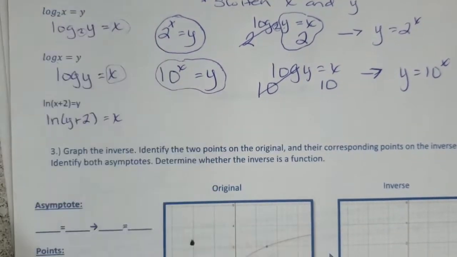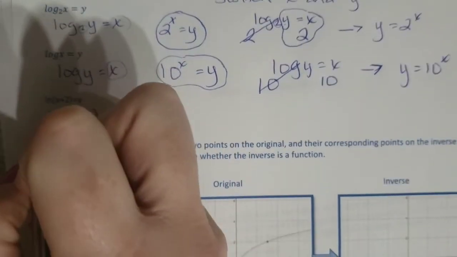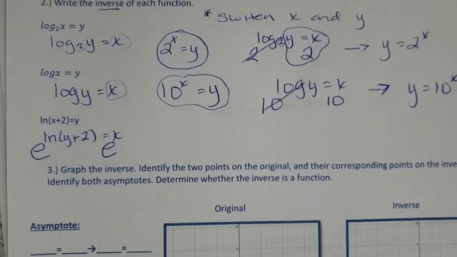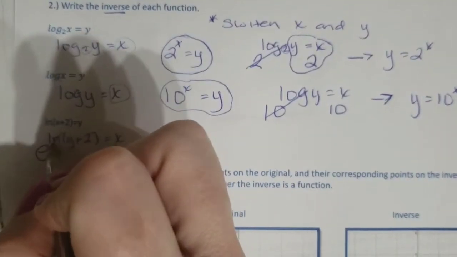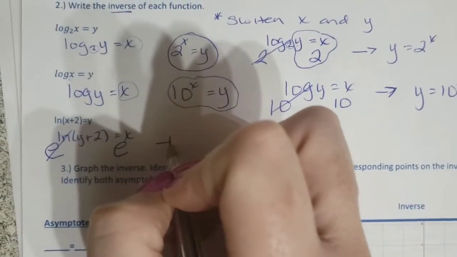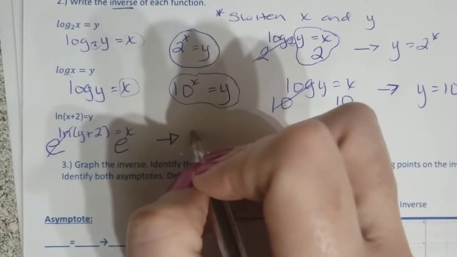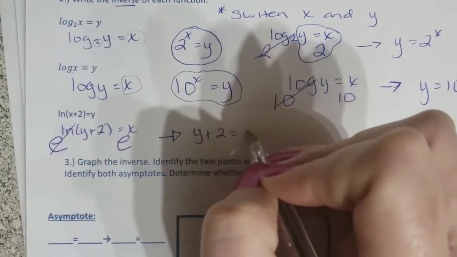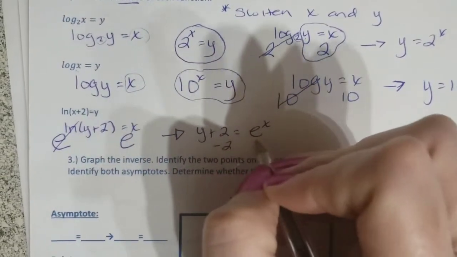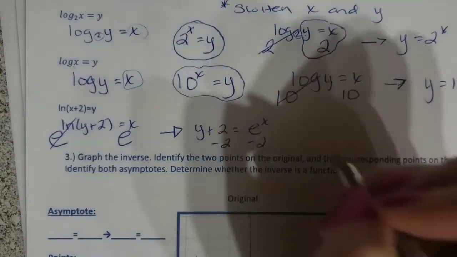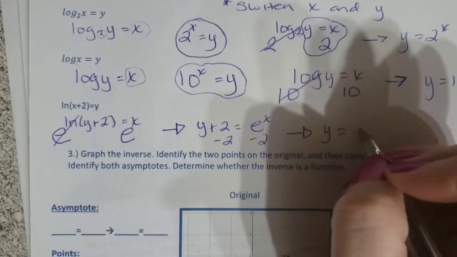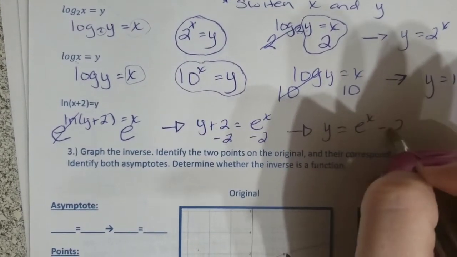I know the base of natural log is e, so I'm going to make both of them exponents with e as the base. My natural log and my e cancel out. And what I'm left with is y plus 2 equals e to the x power. I subtract a 2 from each side, and that leaves me with y equals e to the x power minus 2.